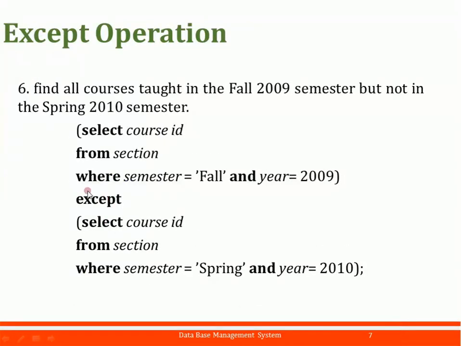The next is the except operation. This goes like set difference. To find all courses taught in fall 2009 semester but not in spring 2010, this except operation will give you all the tuples which are present in the first thing, fall 2009, that are not in spring 2010. So you have to use the keyword except. For all these things, we are using the same queries that are used to find the courses in fall 2009 and similarly in spring 2010. So here the keyword is except. Those courses in the first relation will be retained if they are not present in the spring 2010 result.